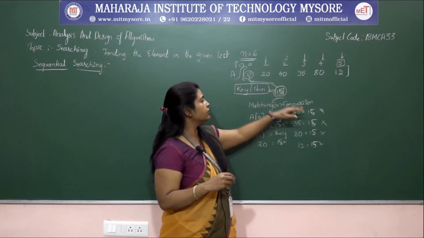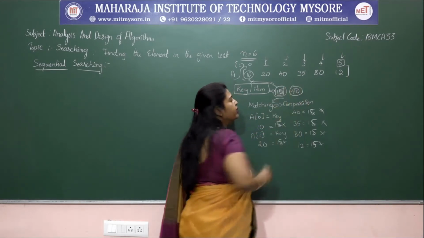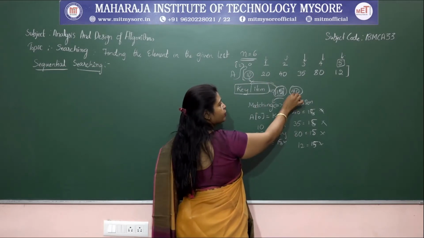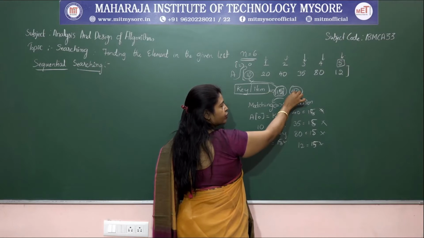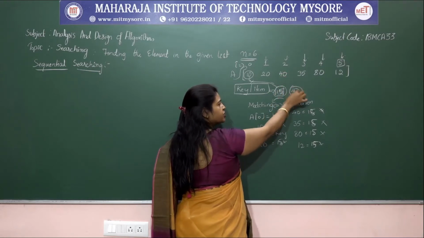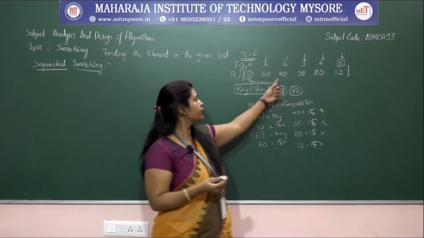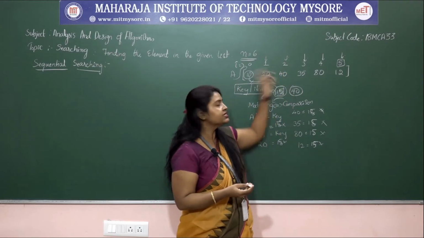In case the key element is 40, what happens? The first element is compared with 40: false. The second position element is compared with 40: now it passes. So 40 is equal to 40, true. That means you have found the element in the second position.